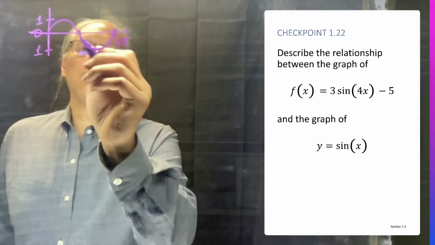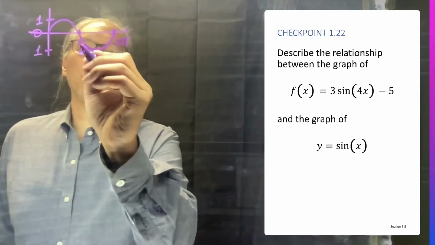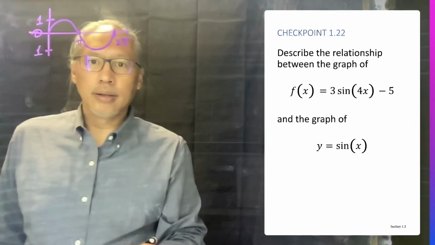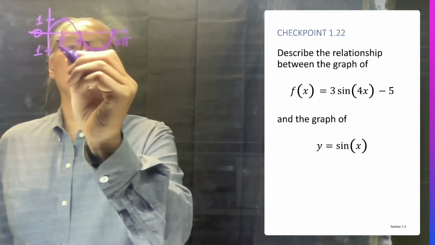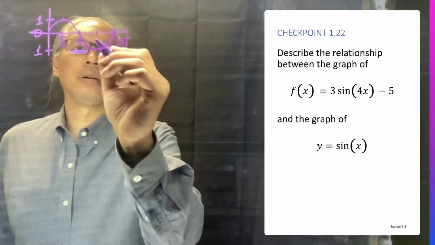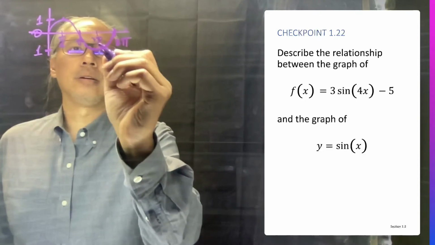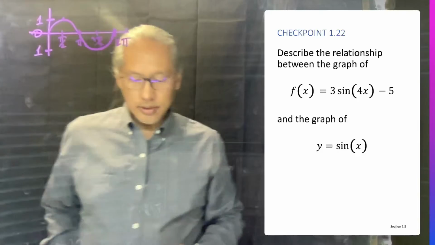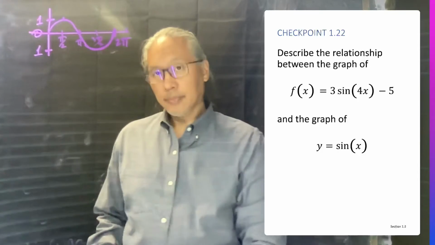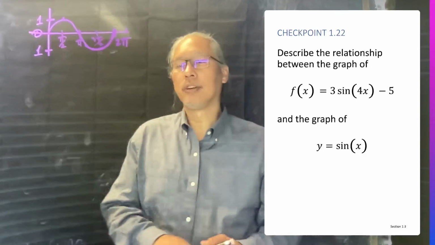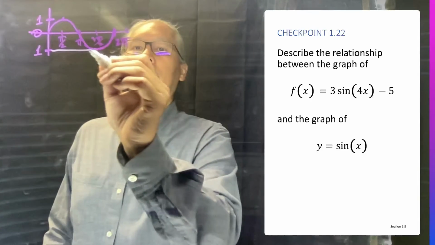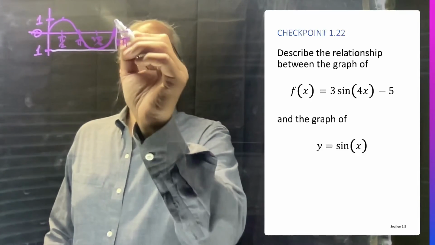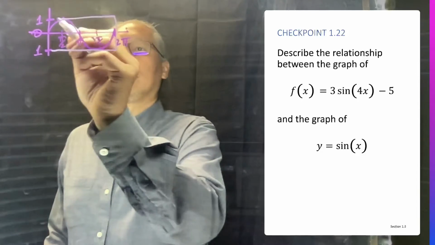And a couple of other important points: the midpoint at pi. It attains a maximum here at pi over 2 and a minimum here at 3 pi over 2. So that is your graph. And again, I want to focus on the idea that this is contained in a box or a frame.